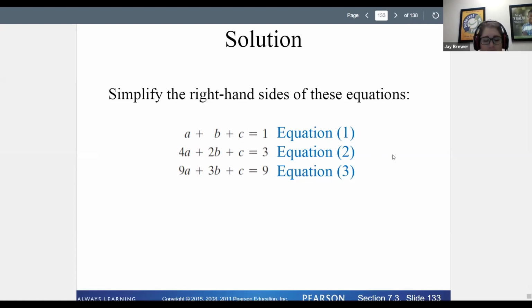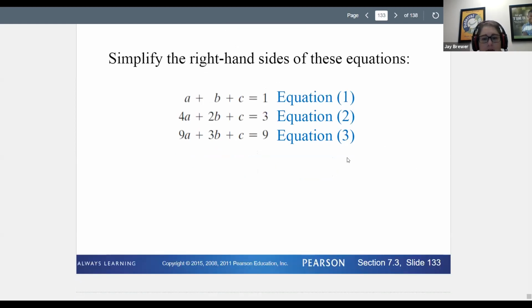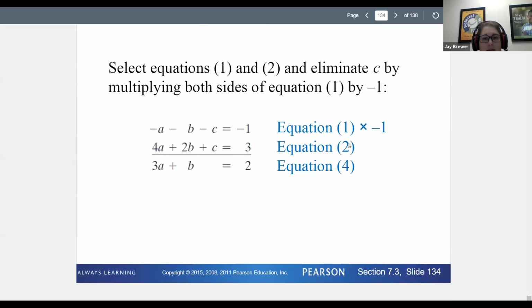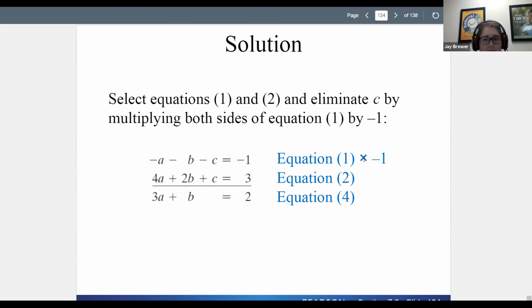All right, and if you're finding a parabola, which hint, hint, that's what you're doing on the exam. So if you can follow this exact example, you are golden for that problem. All right, so we come in and we're going to eliminate C by multiplying equation 1 by -1. You're going to add it to equation 2, and you end up with 3a plus b equals 2. All right, that becomes equation 4.